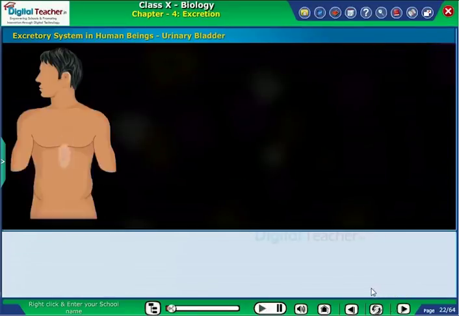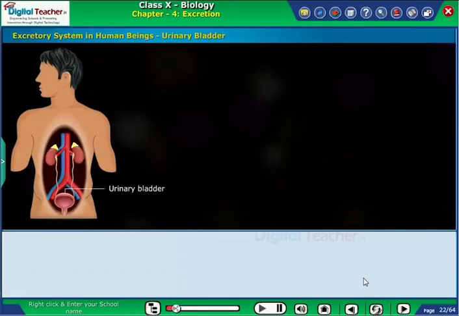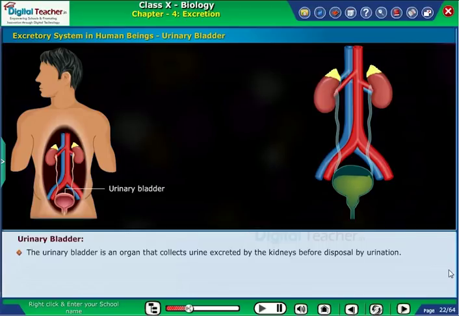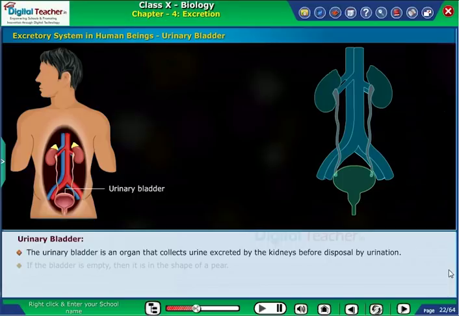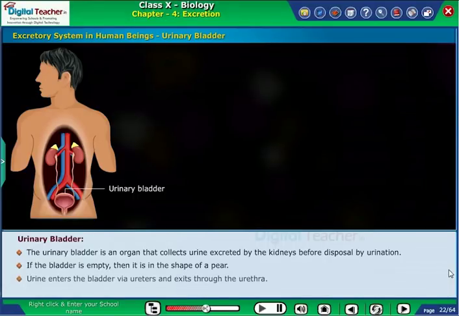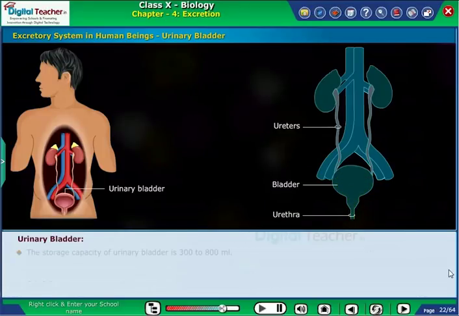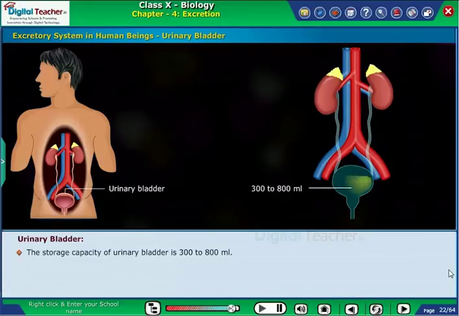Let us learn about the functioning of the urinary bladder in detail. Urinary bladder. The urinary bladder is an organ that collects urine excreted by the kidneys before disposal by urination. If the bladder is empty, then it is in the shape of a pear. Urine enters the bladder via ureters and exits through the urethra. The storage capacity of the urinary bladder is 300 to 800 ml.